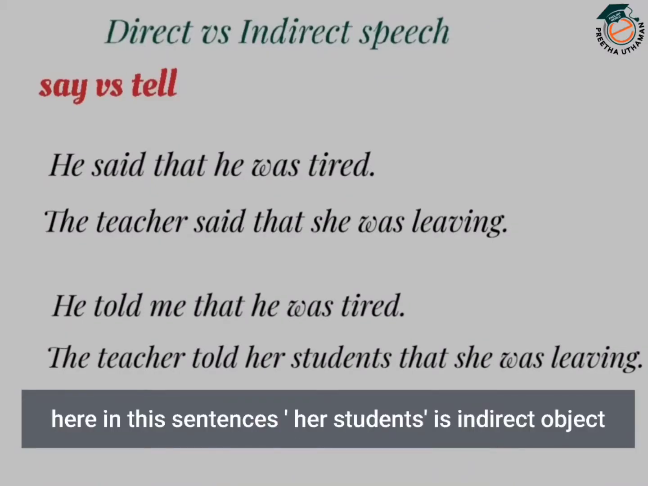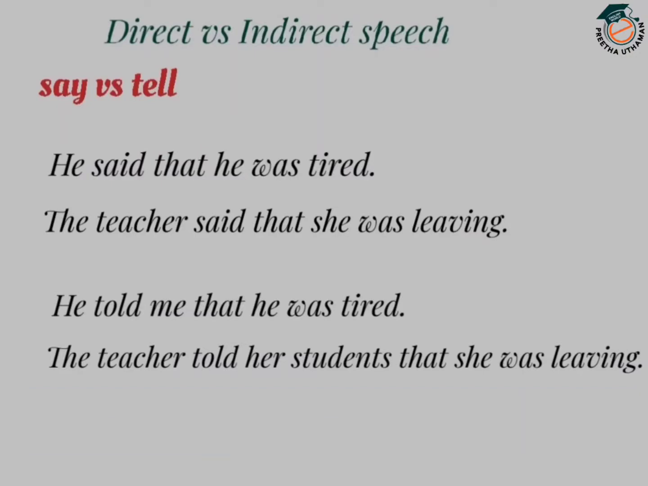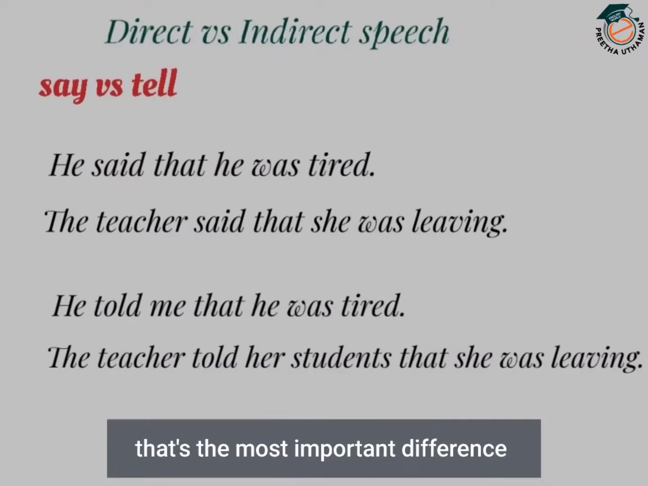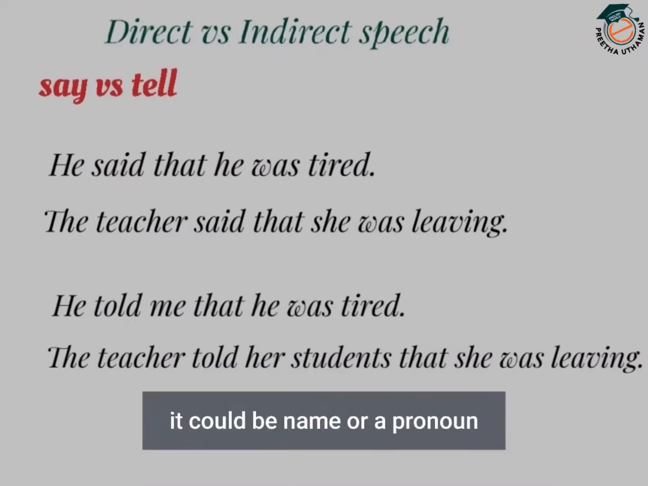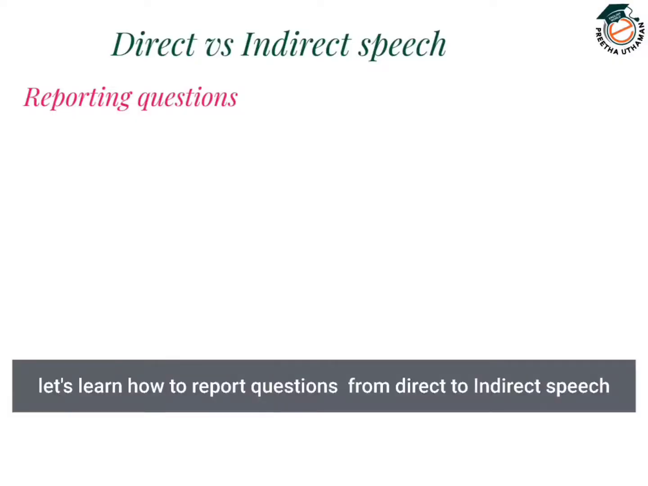In the second sentence, the teacher told her students that she was leaving. Her students is indirect object. So we have to keep in mind with tell, we must always have a person following. And that's the most important difference. With tell, you must have an indirect object. It could be name or a pronoun.